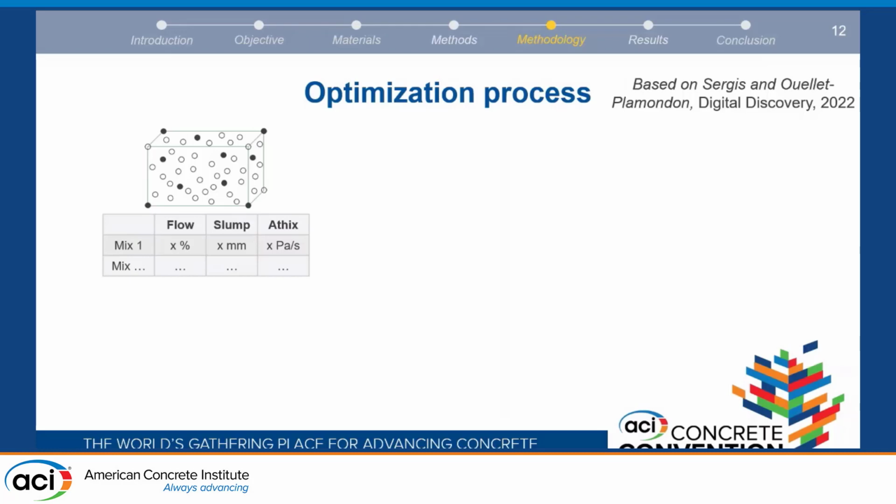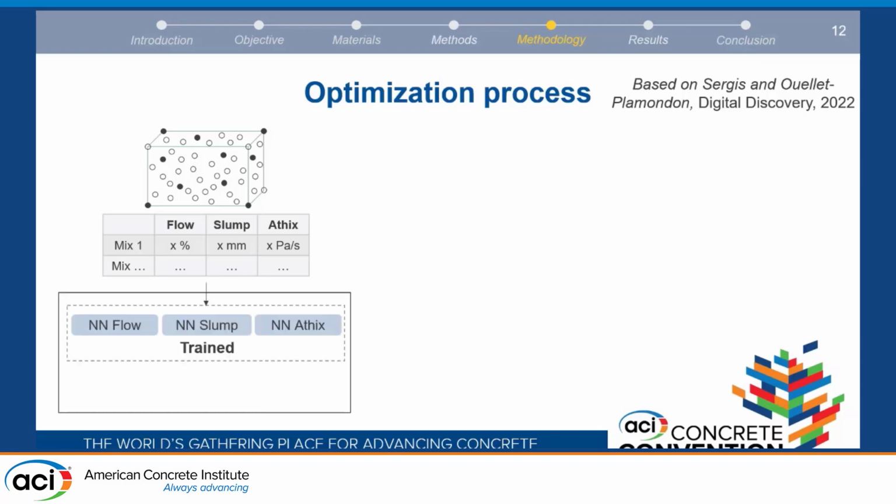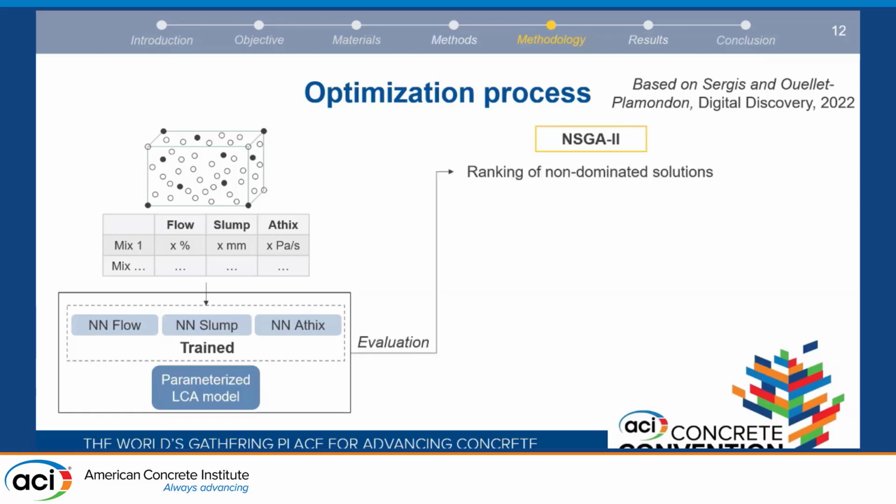It revolves around the collection of experimental data via an optimal design of experiments. So we have our rheological data collected, and this is for the training of artificial neural networks that predict the rheological properties of our materials, along with which I include a parameterized LCA model. And the predictions of rheological properties and this LCA calculation will be used for the ranking of non-dominated solutions in a genetic algorithm.